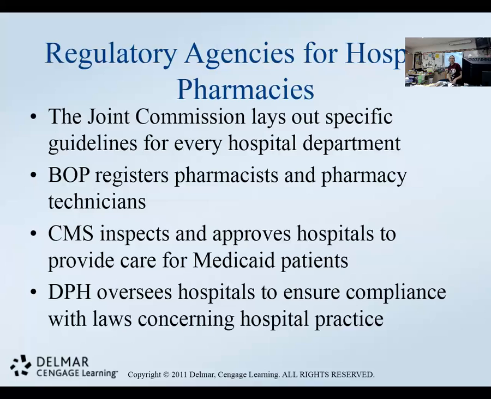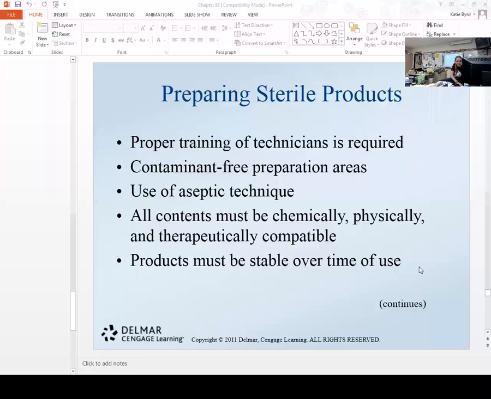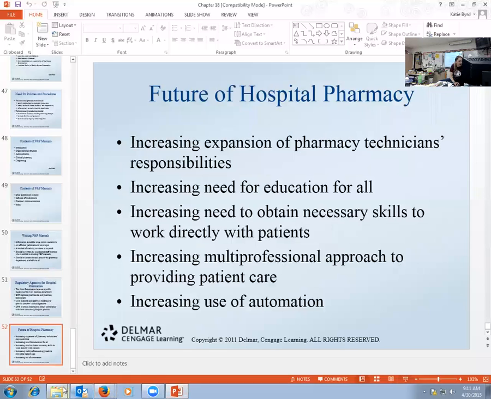them. Board of Pharmacy registers pharmacists and pharmacy technicians, so you're registered with the state. Says CMS inspects and approves hospitals to provide care for Medicaid patients. So specifically for Medicaid. And then says the DPH oversees hospitals to ensure compliance with laws concerning their practice. And then the future hospital pharmacy, more automation, hopefully. I think, well, everything's automated quite a bit at this point.